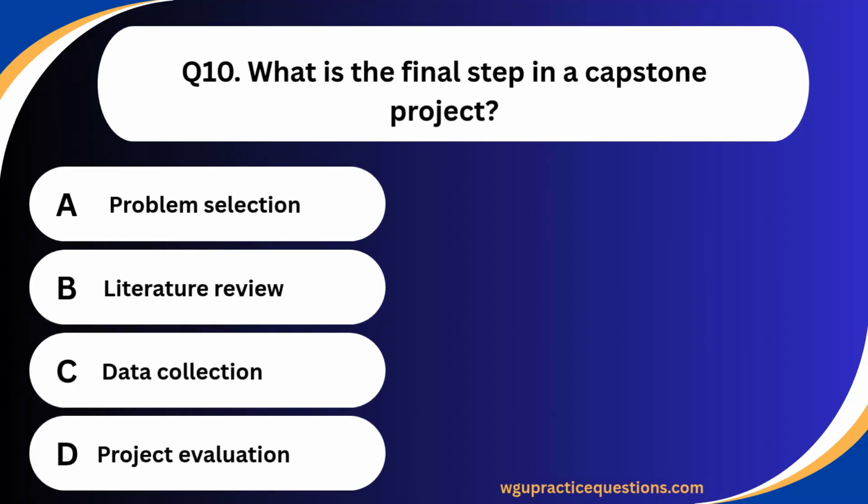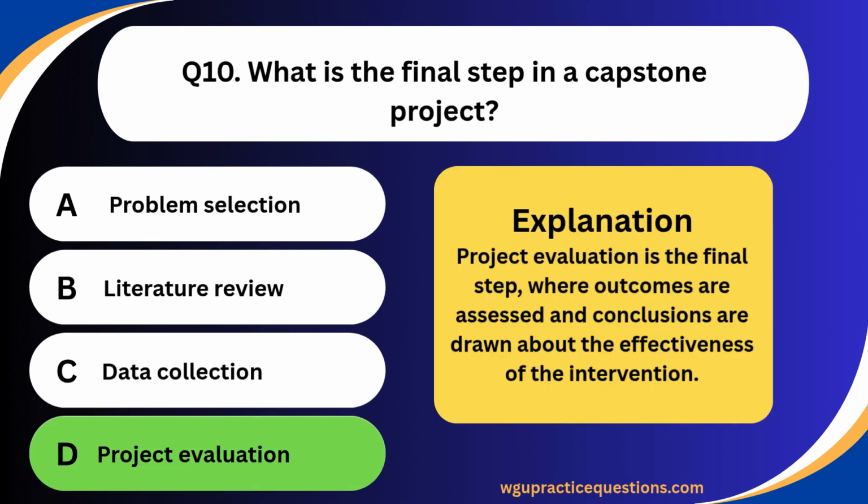The correct answer is D. Project evaluation. Explanation. Project evaluation is the final step, where outcomes are assessed and conclusions are drawn about the effectiveness of the intervention.